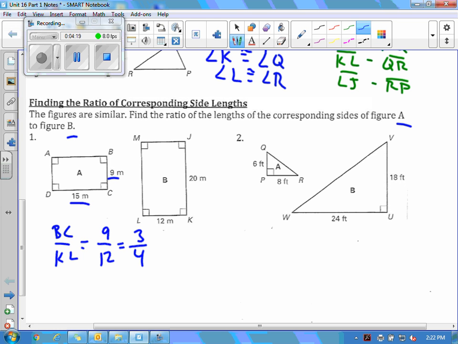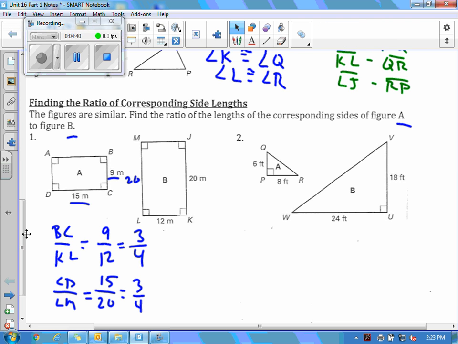Let's say I wanted to do CD. So CD is the third and fourth letter, so I need to match it up with LM, which are the third and fourth letter. So I would have 15 over, I know this is 20 because it's a rectangle, 15 over 20, which would also reduce to 3 over 4. So as long as you match up the sides correctly, they should be the same amount when you reduce them.